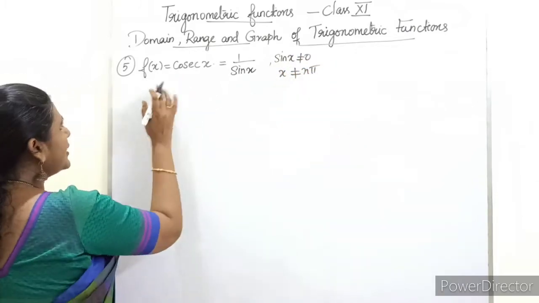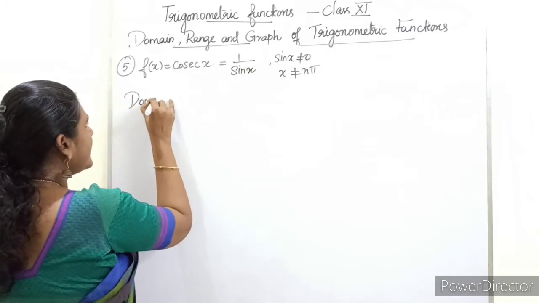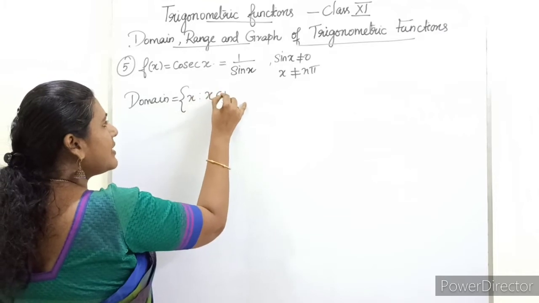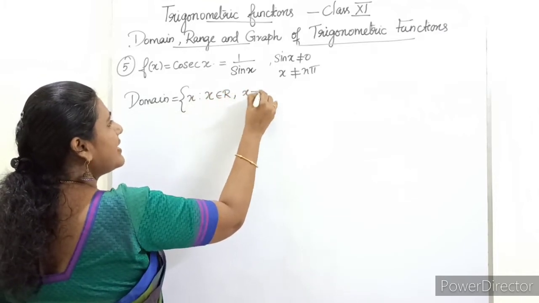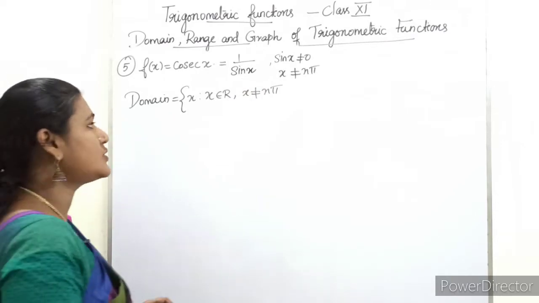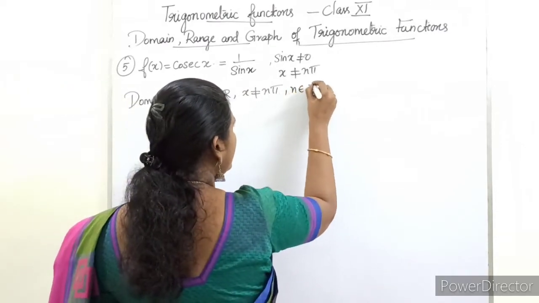So we can write the domain. From this we can easily write the domain. x can take all the values of real numbers except these integral multiples of pi. x belongs to R and x does not belong to n pi, where n belongs to Z.